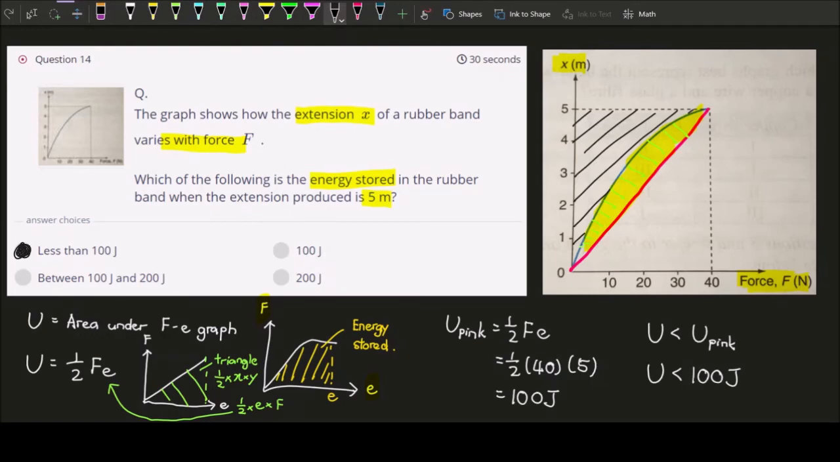Okay, so be careful with the axis of the graph and be creative when thinking and imagining a graph. Okay, that's all for question 14. Let's move on to the next question.